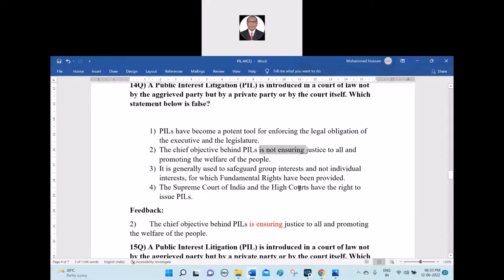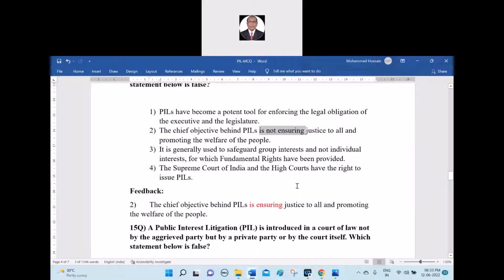He is not there because in the feedback, the chief's objective behind the PIL is ensuring justice to all and promoting the welfare of the people.